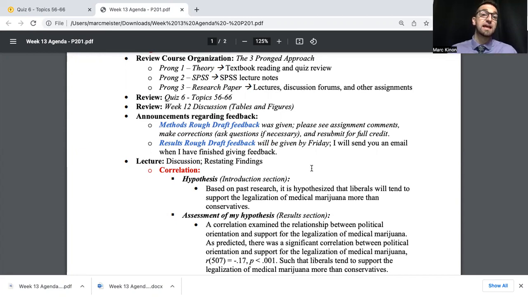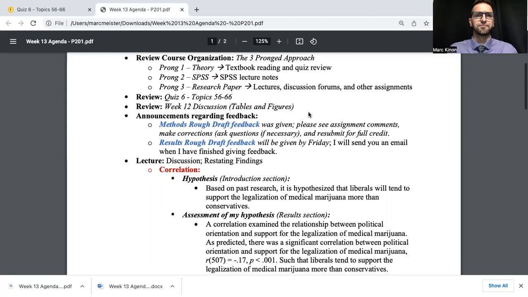But that being said, I will be giving you table and figure and discussion feedback after the results rough draft feedback. So just let me know if you have any questions about the week 12 discussion, either via email, of course, and or by office hours.